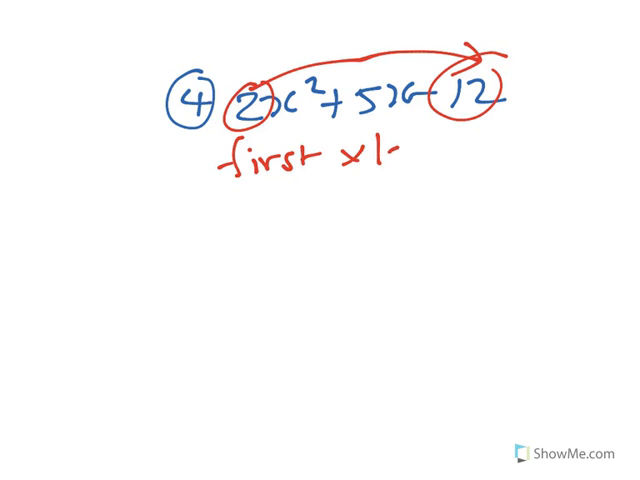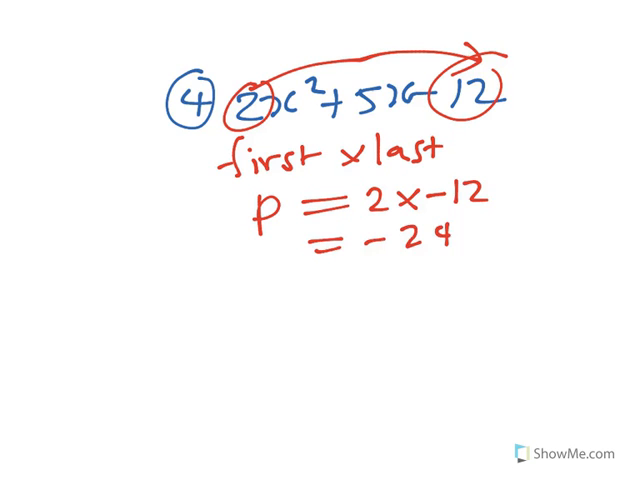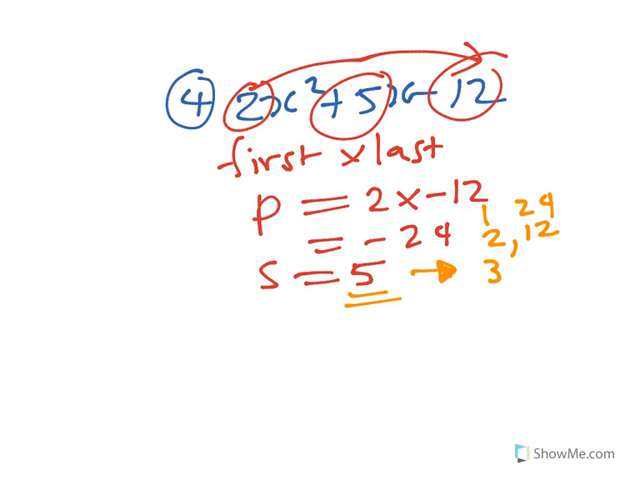Okay, and the last one, you do the first times the last. So the product will be 2 times minus 12, which is minus 24. The sum will be the middle term, which is 5. So then two things that multiply to give minus 24 but add to give 5. So you go 2 and 12, 1 and 24, 3 and 8. See how I've got a system? So that's going to be minus 3 plus 8 will do it.